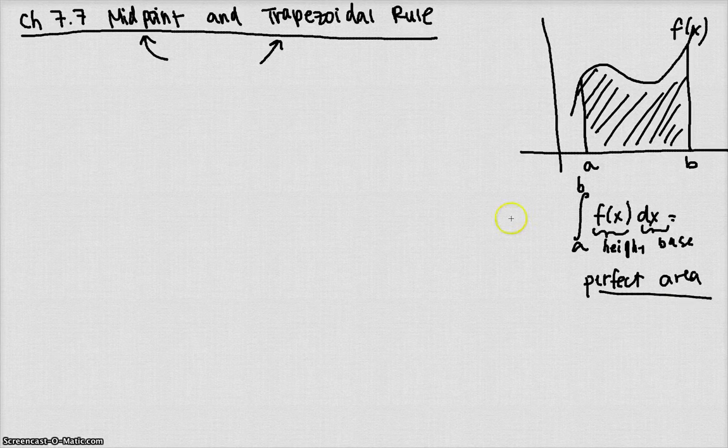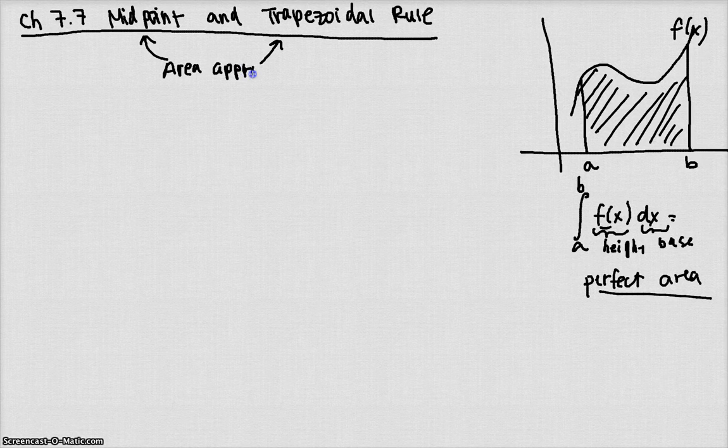We're taking it a step back because to find the perfect area, we actually have to know the antiderivative of f of x, right? Sometimes we actually can't find the antiderivative of f of x, not without a calculator at least. And that is where we want better approximations to this area than the LRAM and the RRAM, the left-hand rectangular area method and the right rectangular area method. So midpoint and trapezoidal rule are area approximations.